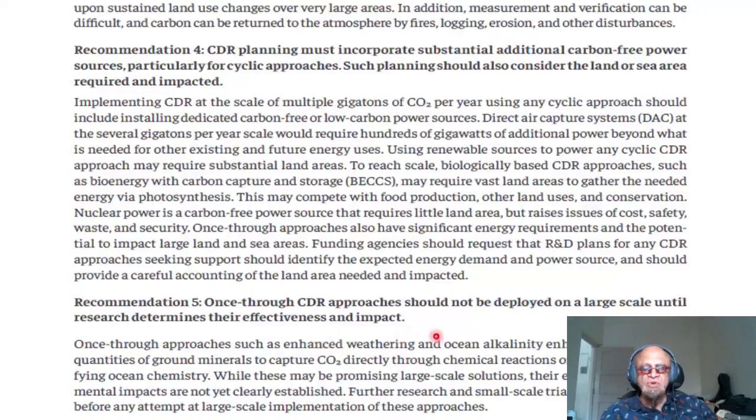Once-through CDR approaches should not be deployed on a large scale until research determines their effectiveness and impact.